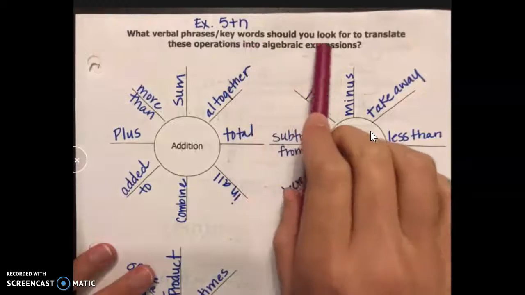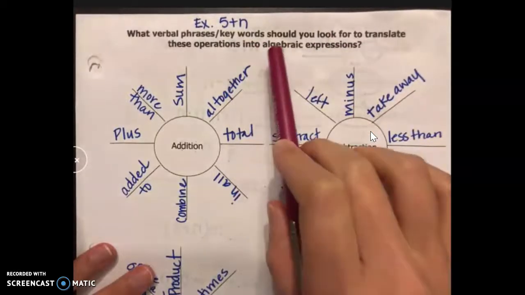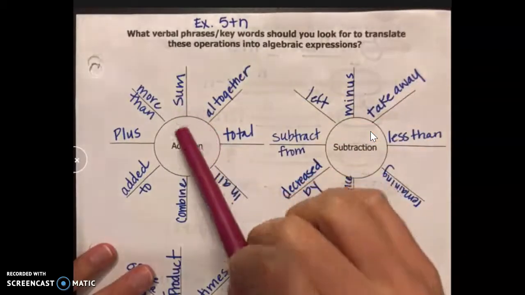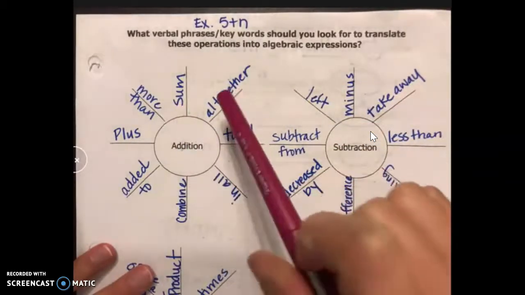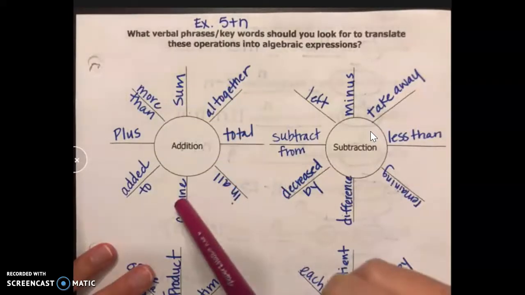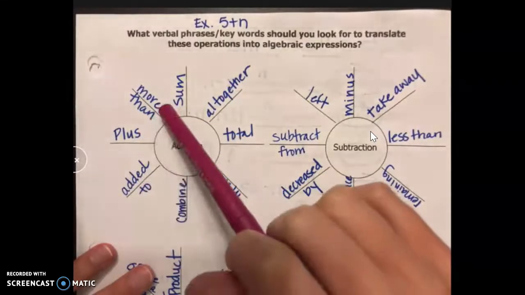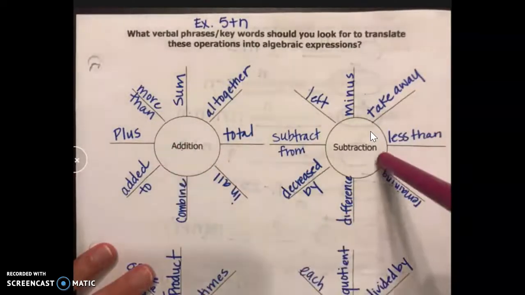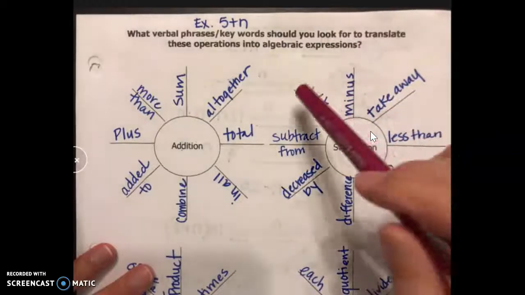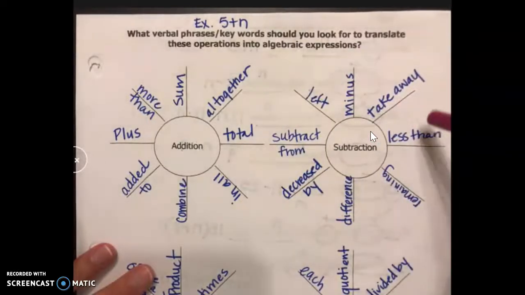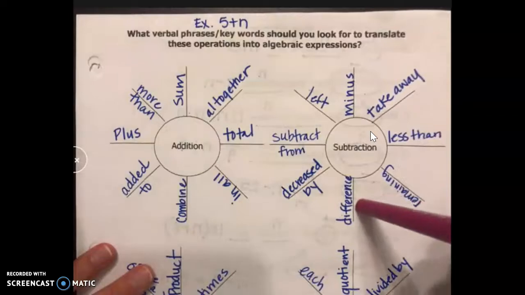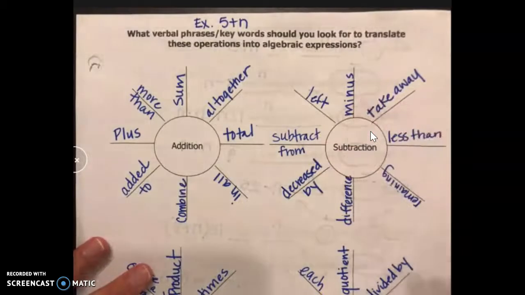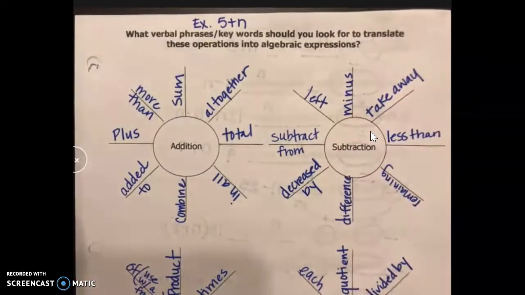What verbal phrases and keywords should you look for to translate these operations into algebraic expressions? For addition, you might find sum, altogether, total, in all, combine, added to, plus, more than. All of these things mean that we're going to be adding something. If we're going to be subtracting, you might see words like how many do we have left, minus, how many are we going to take away, less than, remaining, the difference, decreased by, or subtracted from. So these words would all mean that we would be subtracting.